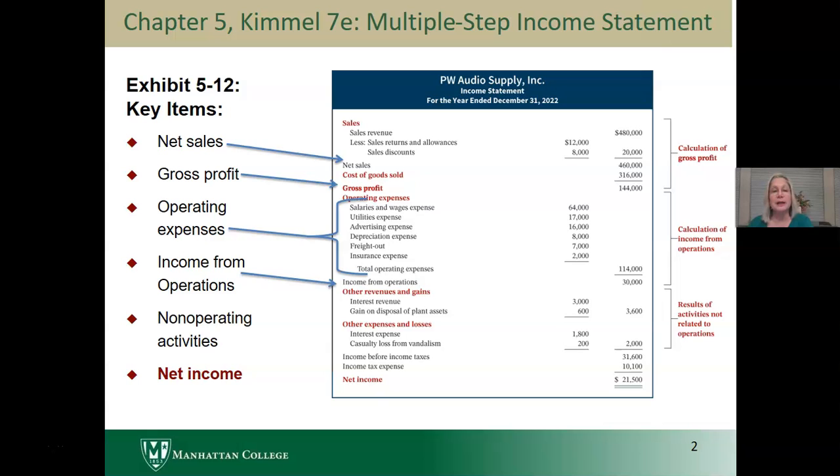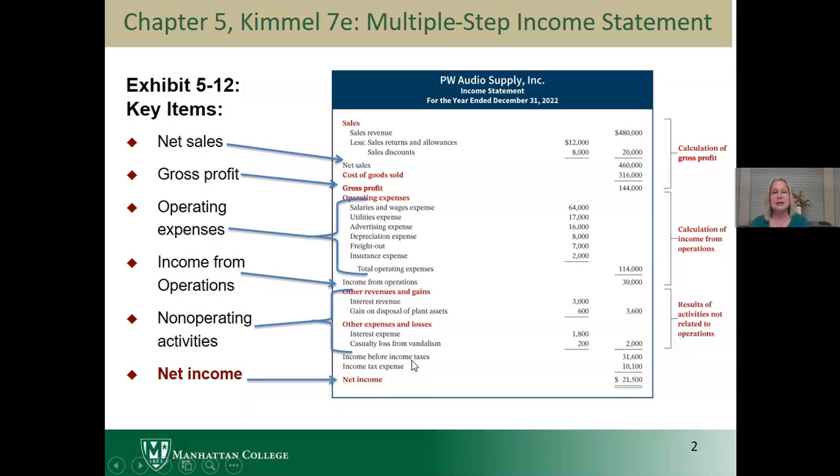We have non-operating activities that aren't necessarily involved in day-to-day operations: other revenues and gains like interest revenue or a one-time gain on selling plant assets, and other expenses and losses like interest expense, which is a finance expense, and casualty loss from vandalism. They don't happen all the time. After that, we have income before income taxes, we deduct income tax expense, and we get net income.